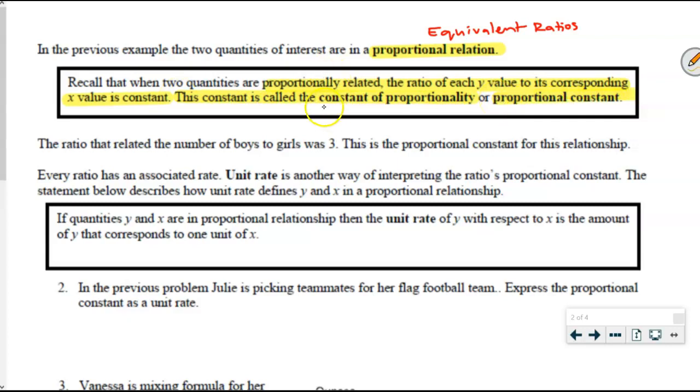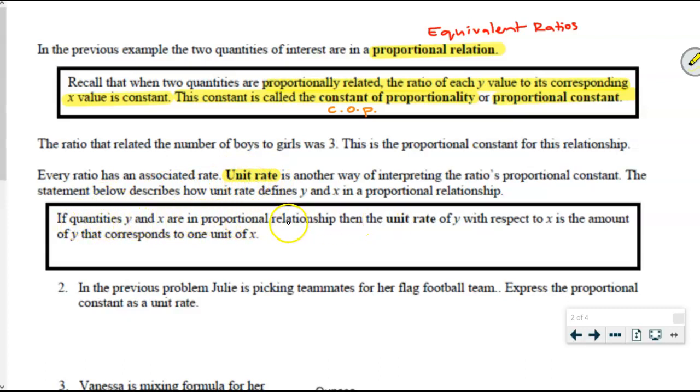You might remember from last year we got to be kind of lazy, and so we abbreviated it COP. In that problem, the ratio that related the number of boys to girls was 3. That was the COP for that relationship. Every ratio also has an associated rate. A unit rate is another way of interpreting the ratio's proportional constant. The unit rate and the proportional constant are the same thing, the same number, but how we talk about them is slightly different.